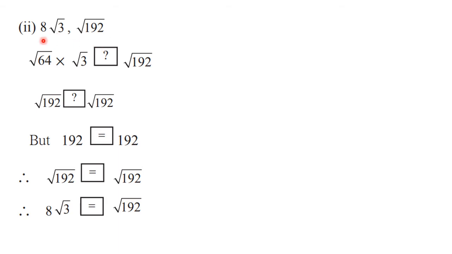Now you can use the second method also. You have to square this. So you will get 192, and when you square this again you will get 192. And then you can compare, 192 is equal to 192. Therefore both the surds are equal. So the second method also you can use. Now let us move towards the third solved example here.